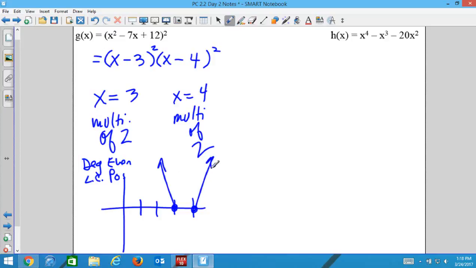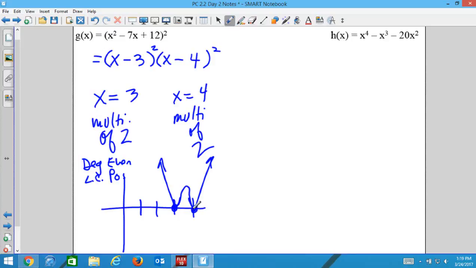But what's happening at the x-intercepts? Is the graph passing through, or is the graph bouncing? It's bouncing because we have a multiplicity of 2. So this is going to be more like bouncing up and bouncing up. And so if it's bouncing up and bouncing up, there's somewhere in between where it has to come back down. Now, how high up it goes, I don't know. That's where we will use our calculator to find out how high up it goes. But everything else would be by hand.